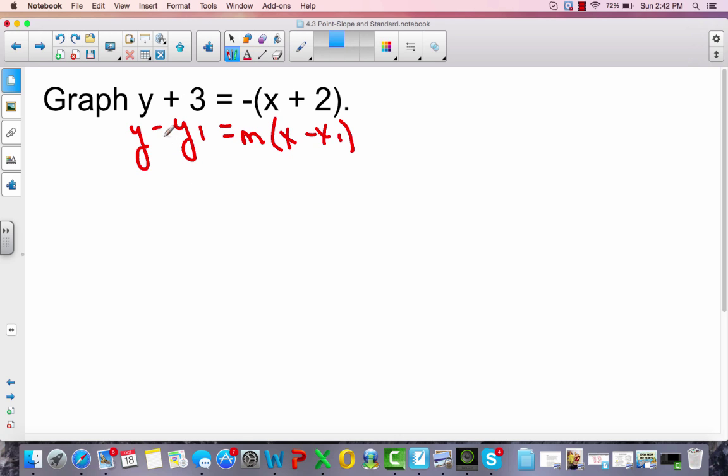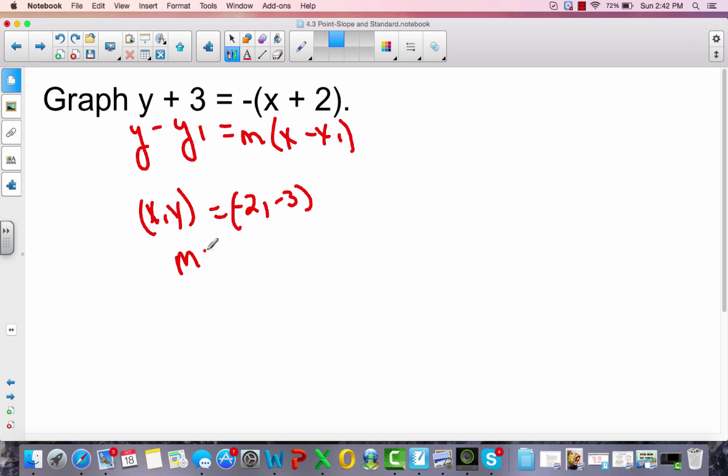Okay, so we've got y minus y1 equals m times x minus x1. Always want to make sure you get that x first. So the x is a plus 2. So that means that we had a minus 2 that we put in there. So minus 2. And up here we've got a plus 3. So that means we put a minus 3 in there.